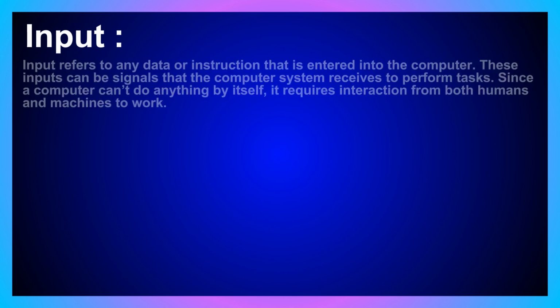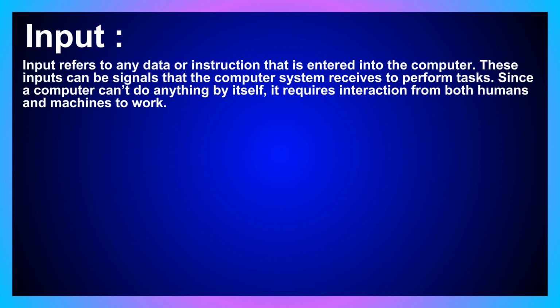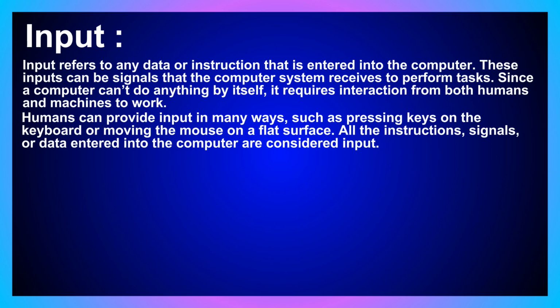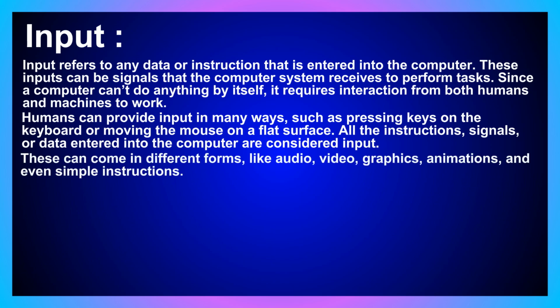Let's start with input. Input refers to any data or instruction that is entered into the computer. These inputs can be signals that the computer system receives to perform tasks. Since a computer can't do anything by itself, it requires interaction from both humans and machines to work. Humans can provide input in many ways, such as pressing keys on the keyboard or moving the mouse on a flat surface. All the instructions, signals, or data entered into the computer are considered input. These can come in different forms, like audio, video, graphics, animations, and even simple instructions.